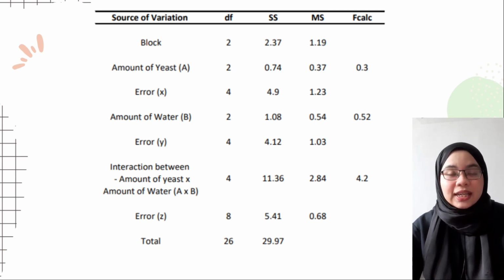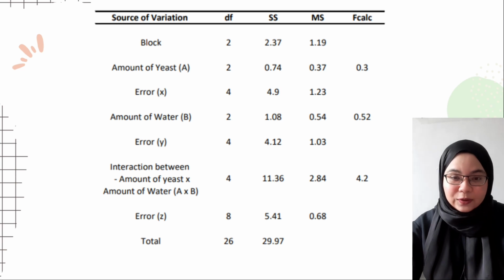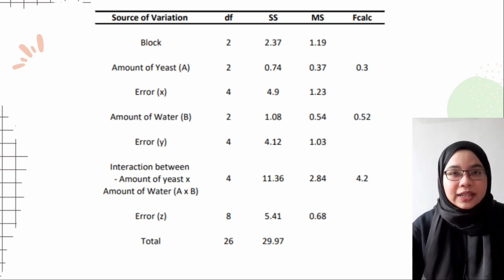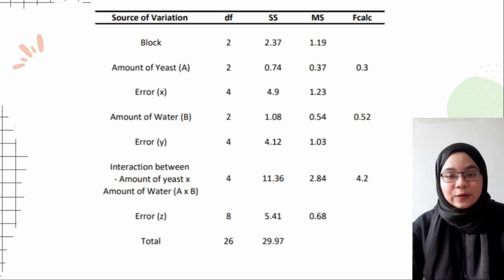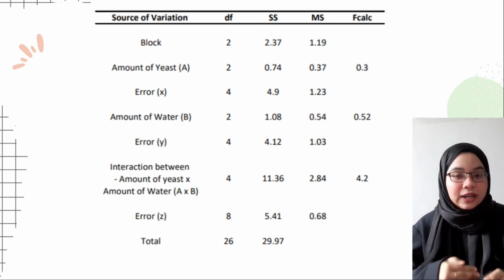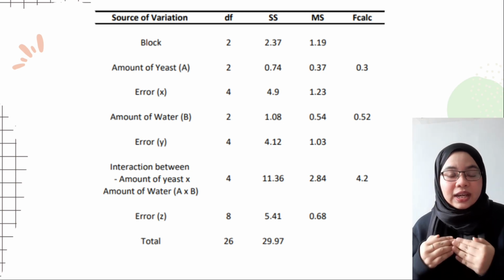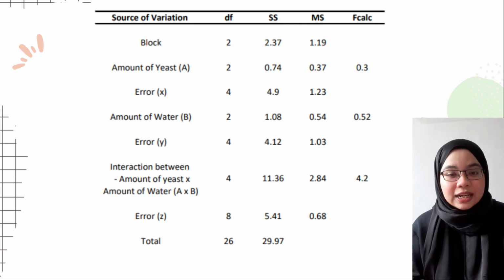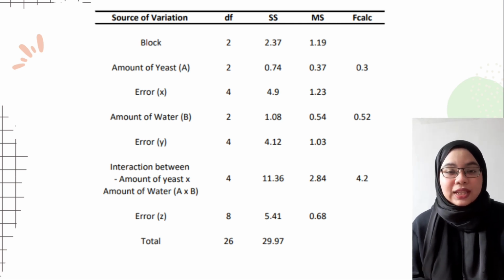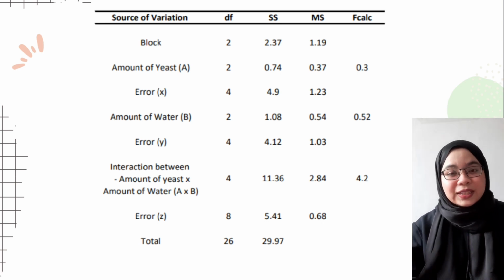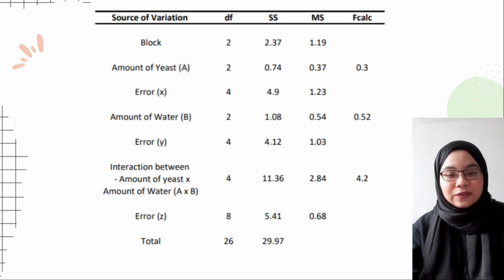As we can see, we also got the F calculated value for factor A, which is amount of yeast. The value is 0.3, and for factor B, the amount of water, the F calculated value is 0.52. And the last one, the interaction between factor A, amount of yeast, and factor B, amount of water, the F calculated value is 4.2. These F calculated values will be used to compare with the F table to determine whether there is a significant difference or not.